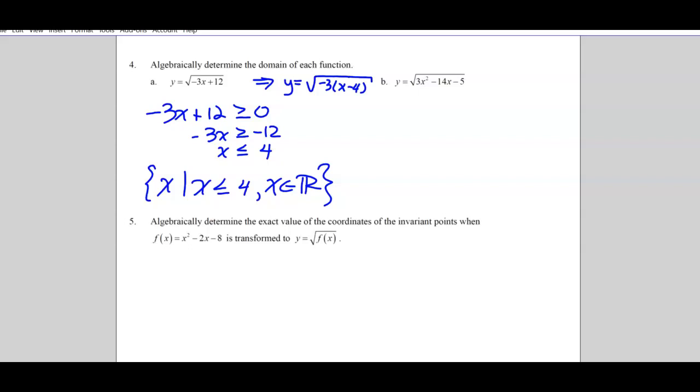Next one requires you to think a little bit back to math 20, right? Because we want 3x squared minus 14x minus 5 to be greater than or equal to 0. Well, that is a quadratic. So, easiest if you can factor. If you can factor, otherwise you'll have to use the quadratic formula. You can't factor that, so do that.